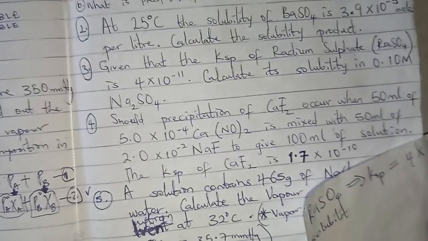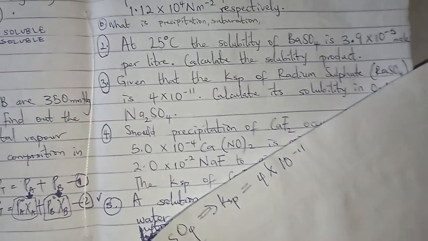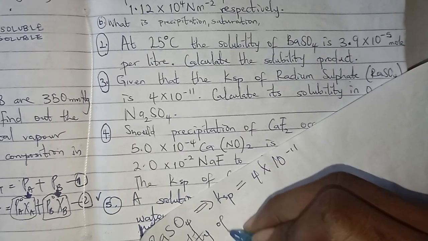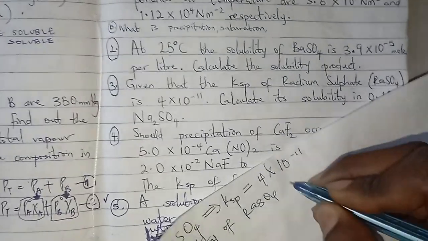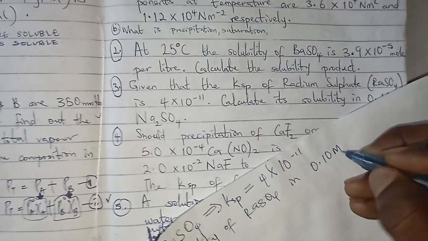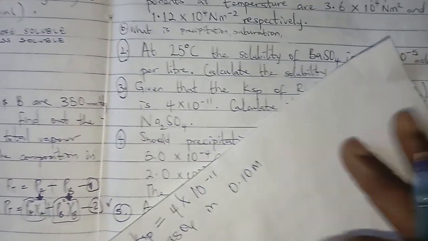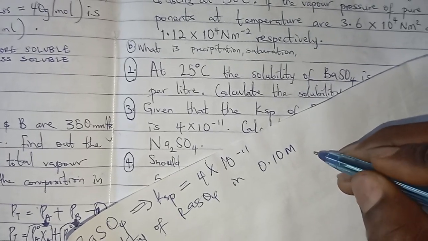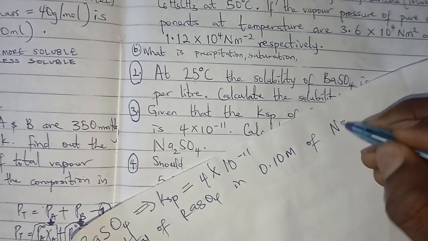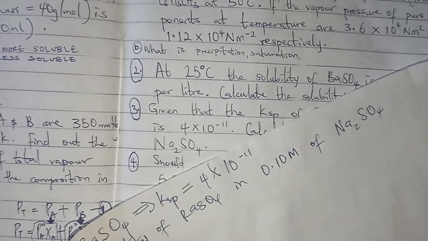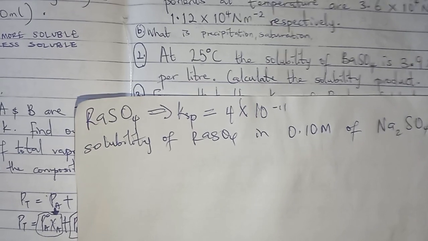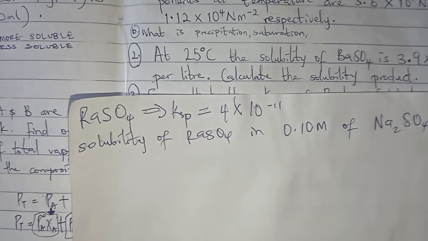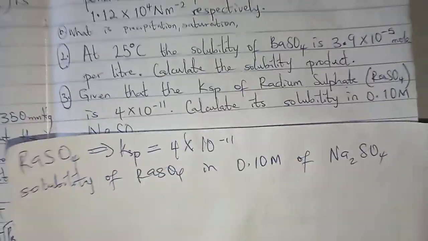Calculate its solubility in 0.1 mole, that is 0.10 m. I always take this to mean concentration, or you say molarity, but in this case they normally take it to mean mole of Na2SO4. So this is not really about me finding the solubility of radium sulphate, but rather its solubility inside Na2SO4. So let's get to work.